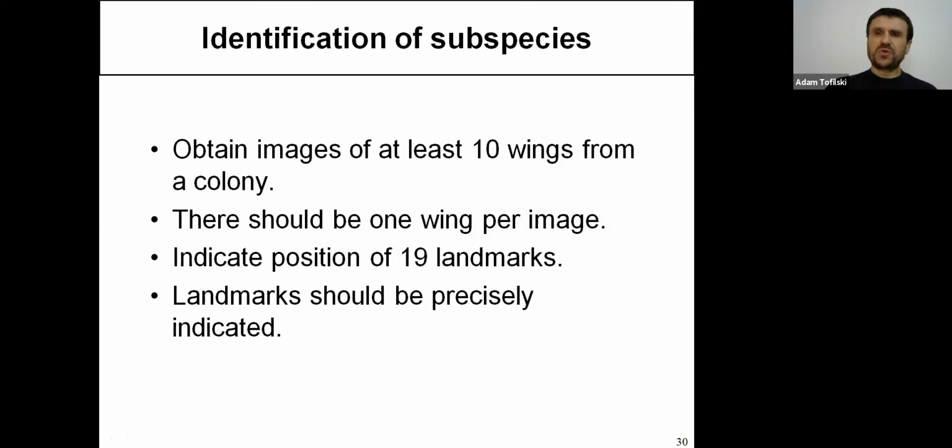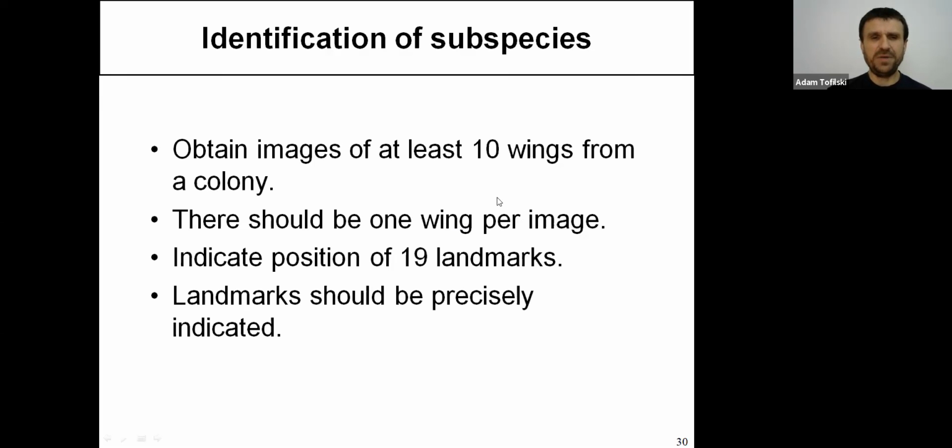When you try to measure or identify the subspecies of a colony, you should not use a single wing. You should measure at least 10 of them. It would be even better if you use 20, so it should be between 10 and 20. The more wings you measure, the more precise the measurements will be. And for my software, it should be 1 wing per image.